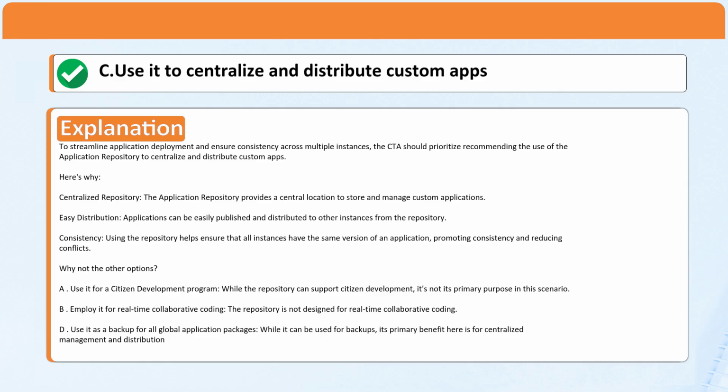Why not the other options? A. Use it for a citizen development program. While the repository can support citizen development, it's not its primary purpose in this scenario. B. Employ it for real-time collaborative coding. The repository is not designed for real-time collaborative coding. D. Use it as a backup for all global application packages. While it can be used for backups, its primary benefit here is for centralized management and distribution.